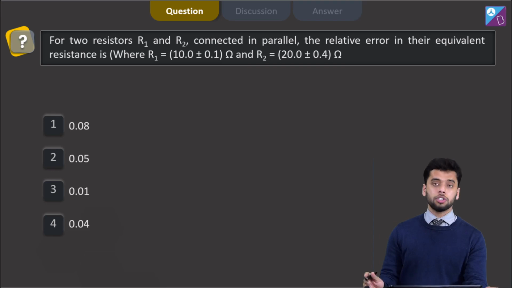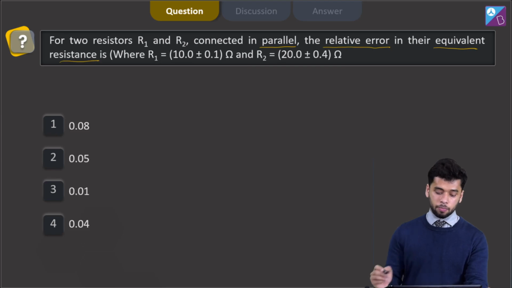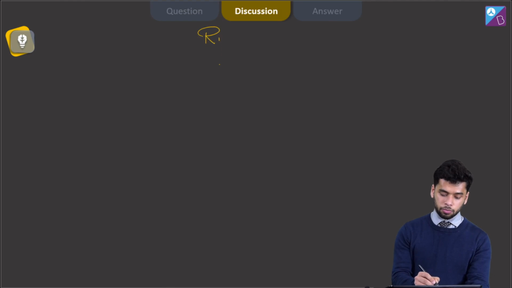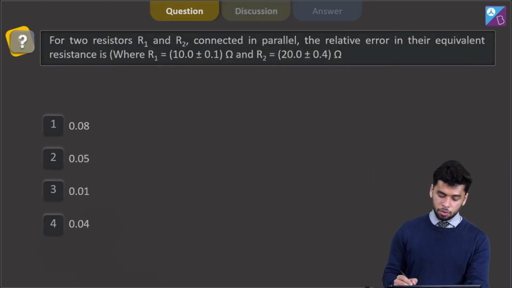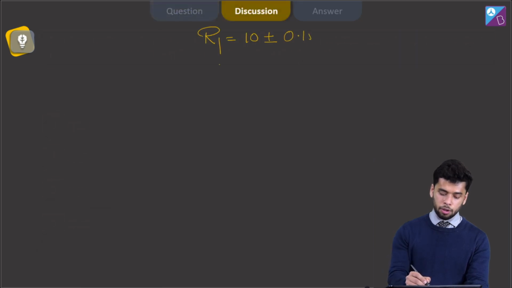So in the question we have been given two resistors R1 and R2 which are connected in parallel, and we need to find the relative error in their equivalent resistance, right? Now R1 is given to us as 10 plus minus 0.1 ohm, and R2 is given to us as 20 plus minus 0.4 ohms, right?